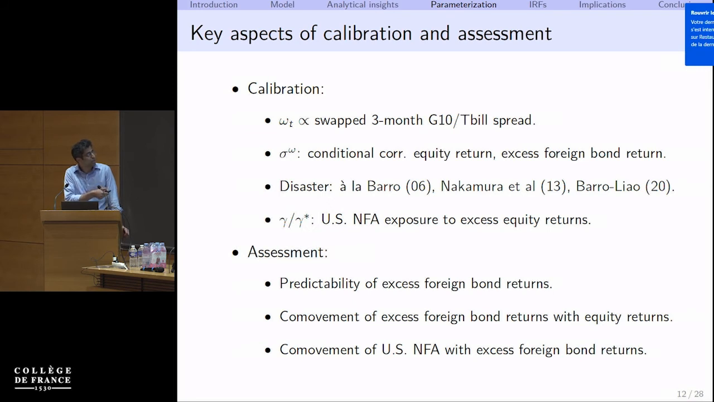Disaster shocks from the literature and the relative risk aversion across countries is going to be used to match the US net foreign asset exposure to excess equity returns. Okay, so the fact that the US has a levered balance sheet. How are we going to assess the model then ex post? We're going to look at things like the predictability of excess foreign bond returns. Does output predict that? The co-movement of excess foreign bond returns with equity returns, and the co-movement with excess foreign bond returns. So these are all untargeted, and these capture the cyclical properties of the dollar and the US external balance sheet that I started the paper with.